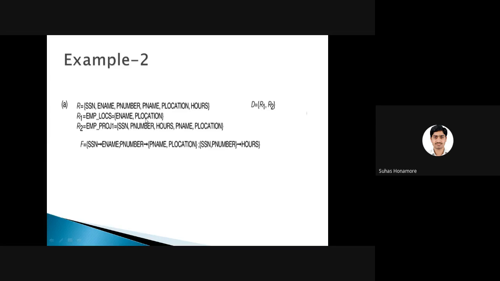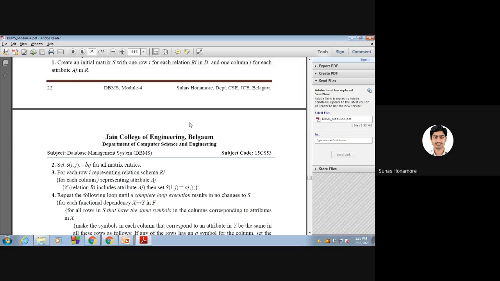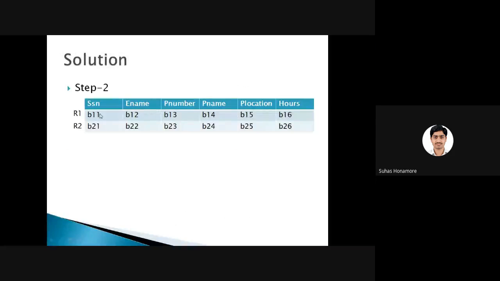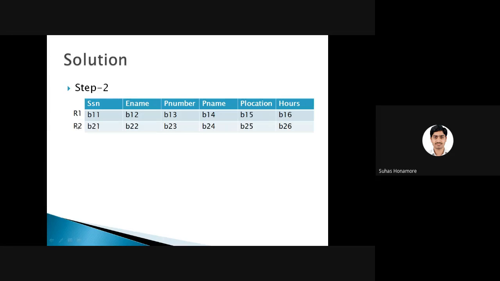Okay, so this is given. Now again we will try to apply the same algorithm. Here, the first step is again to create the table S. The number of rows is the number of decompositions we made, that is R1 and R2, so two rows will come.